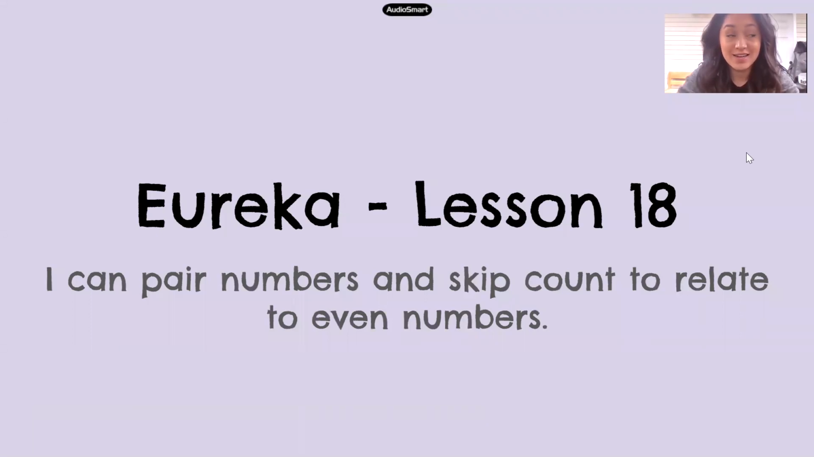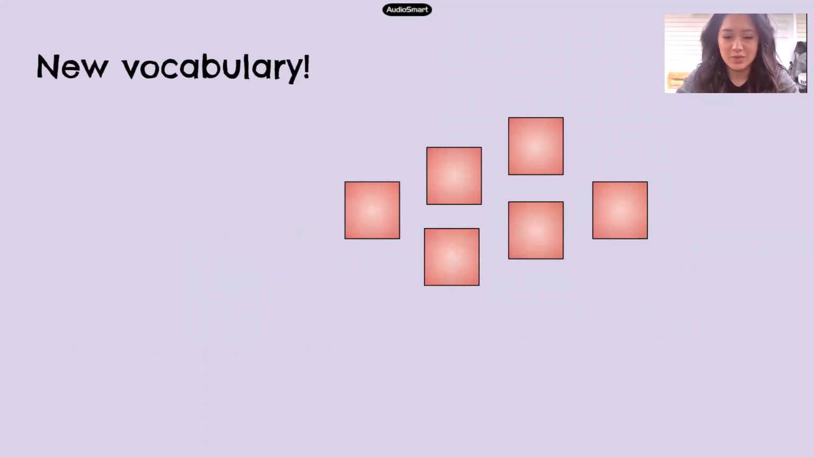For today's lesson, I have taken myself outside because it's a beautiful day. I hope you've all been finding some time to get outside. We are going to be doing Eureka Lesson 18, which is all about pairing numbers and skip counting to relate to even numbers. So first, we have a little bit of new vocabulary.